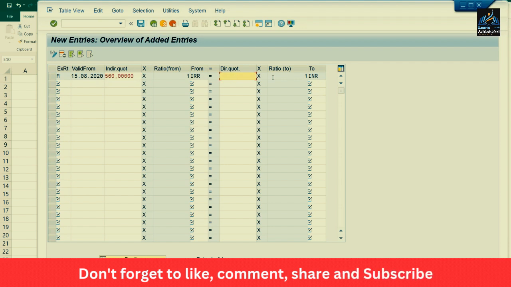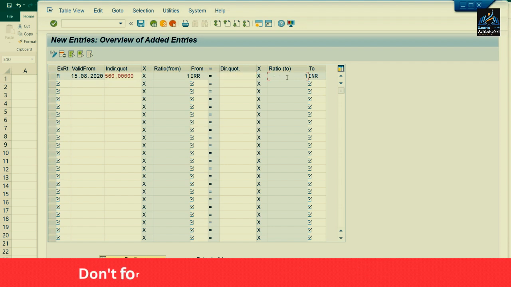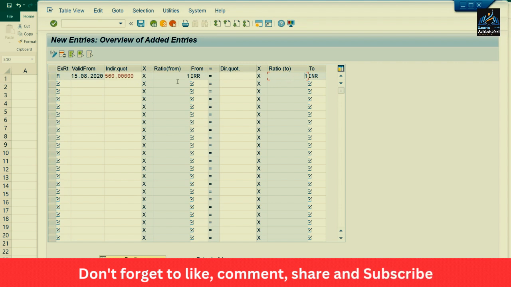Okay, so look at here. 1 unit of local currency shows the total unit of foreign currency. It means 560 units of IRR. So when our local currency value is higher than the foreign currency, what is happening? The rate is going to be specified under indirect quotations. And in case the foreign currency, as I told you, like here USD, has a higher value compared to the local currency, then those rates are going to be specified under direct quotations.